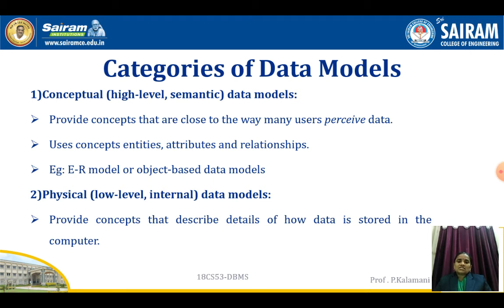An example is the ER model, entity relationship model. Next is the physical or low level data model, otherwise called the internal data model. From the name itself, it shows how the data is stored in the computer. It provides the storage structure details. What is the data structure used? What is the access method used to access the data? And so on. That information is described by the physical or low level data model.